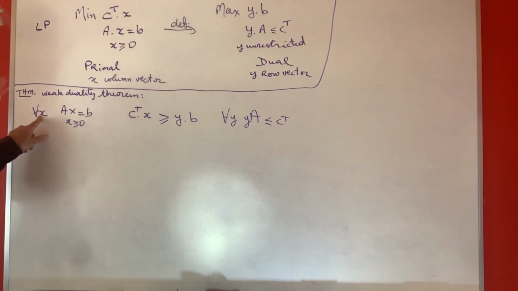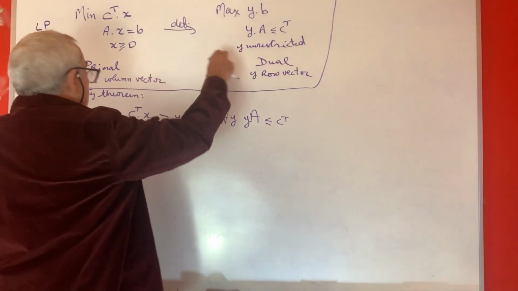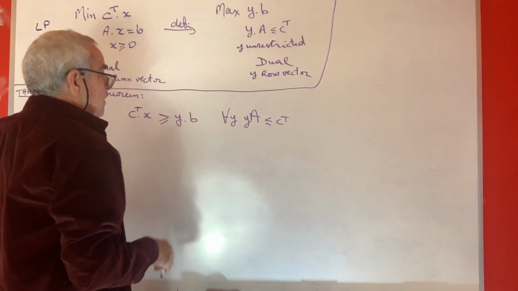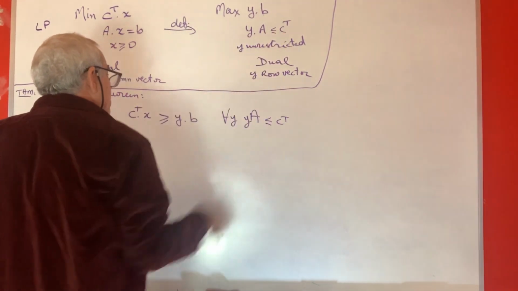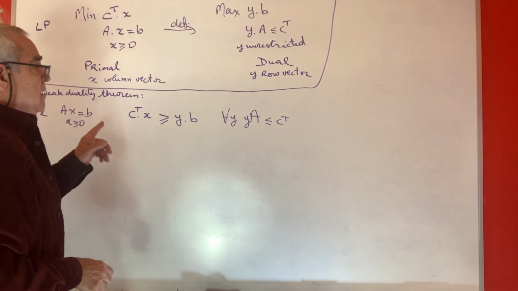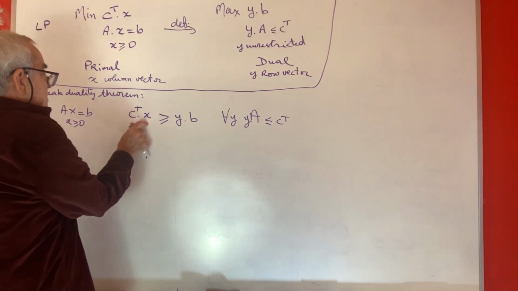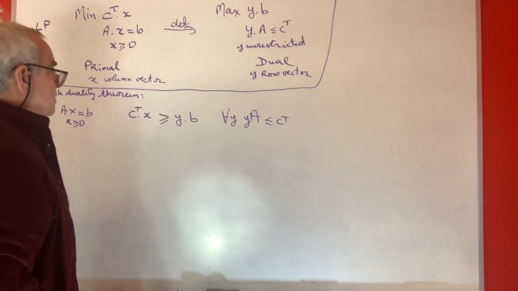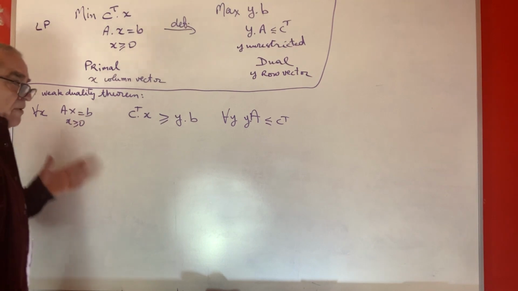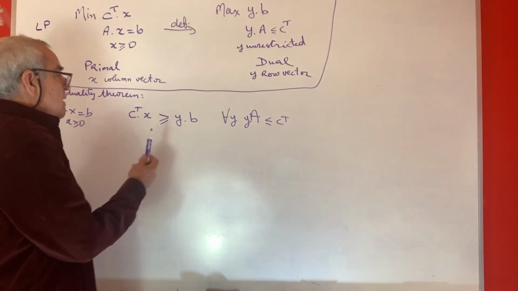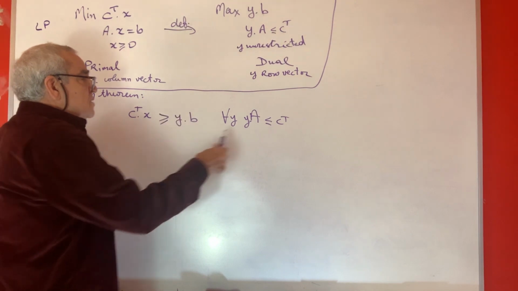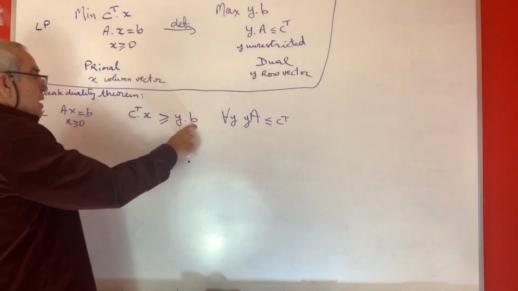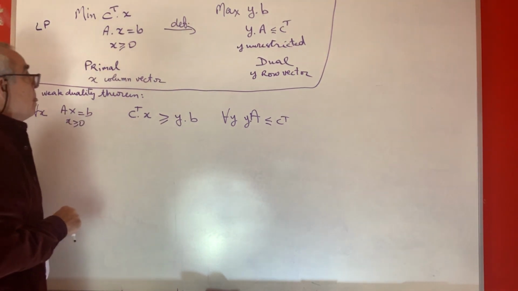If you have not a basic, but any feasible solution to the primal, and a feasible solution to the dual, in other words satisfying the constraint y A less or equal to c transpose, then the objective of the primal is greater or equal to the objective of the dual. This is an interesting theorem because what it says is, if I know a single y such that y A is less or equal to c, then I have c transpose x greater or equal to y b for every x feasible.